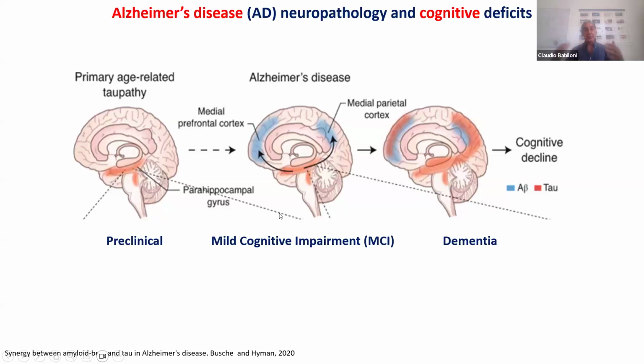But when there is an increase in the accumulation of pathology, the cognitive deficits become more severe. And when there are disabilities in the activities of daily living, there is the diagnosis of dementia, in this case due to Alzheimer's disease, in other cases due to Parkinson's disease or Lewy body disease and so on.